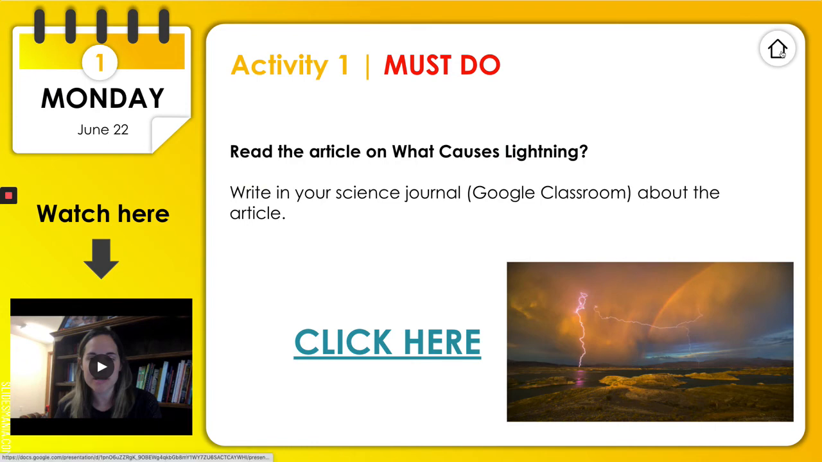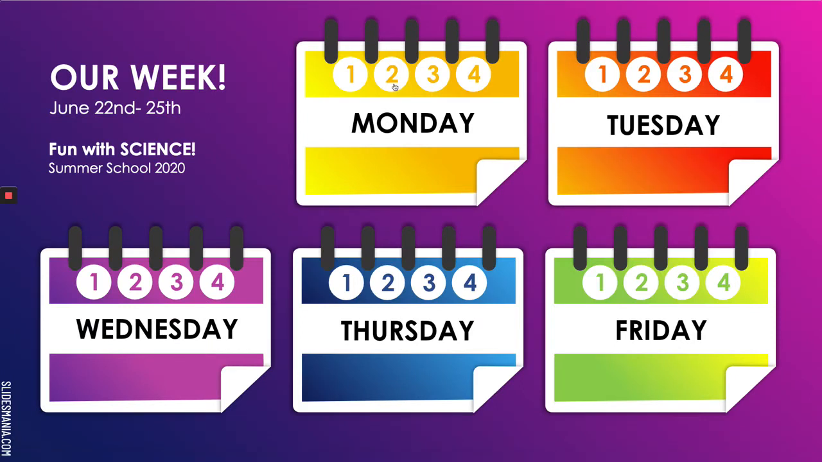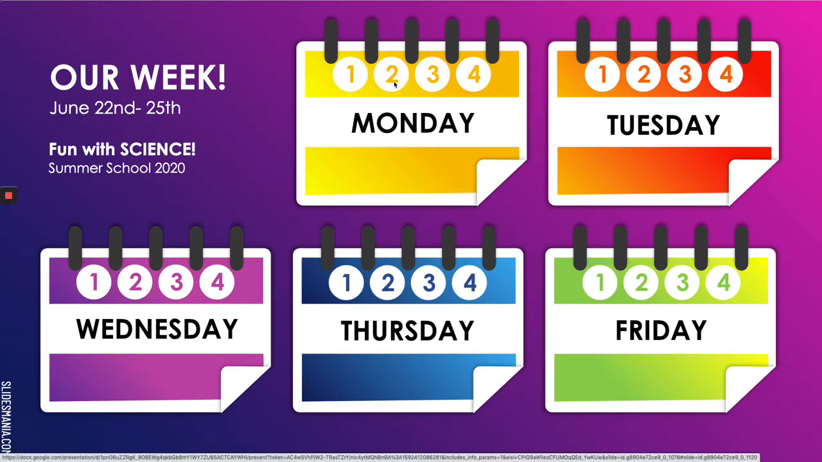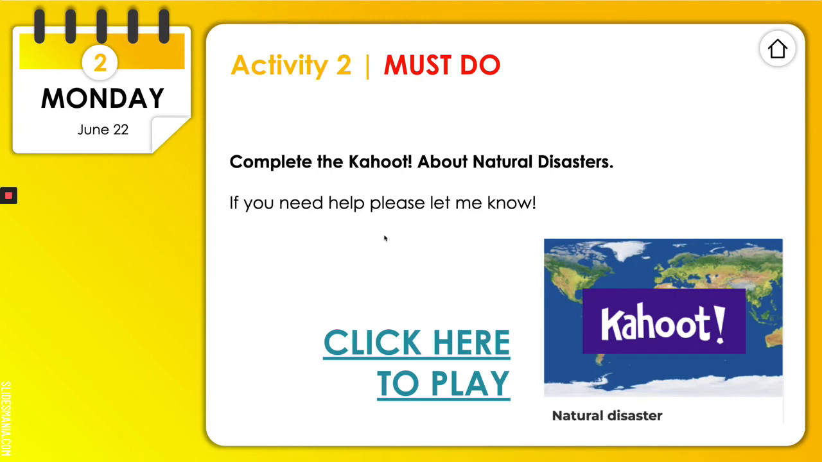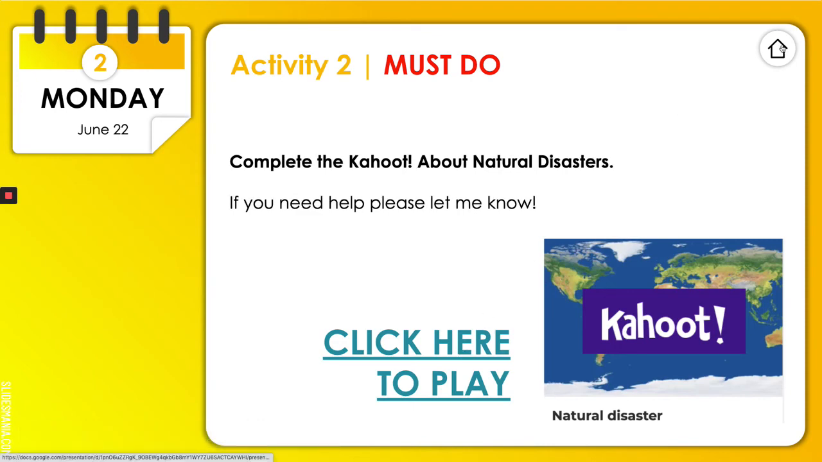I can click the home icon, and this is all using slide linking in Google Slides. Again, this is a template that was already created, so you could take this and run with it. But when I click the home, it brings me back to this page. And then I can click on to the next assignment, Monday number 2. Here's a different assignment that I have. I want them to play a Kahoot. Everything's linked in here. And then I can click home.